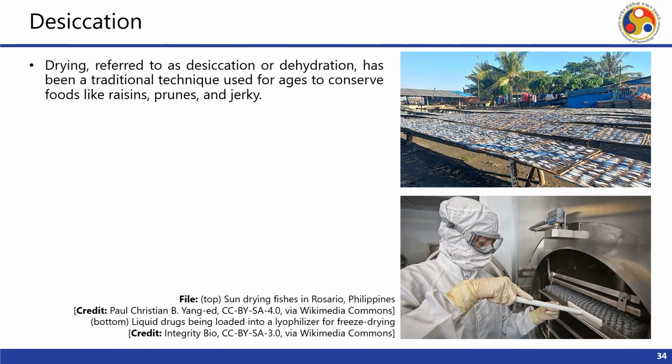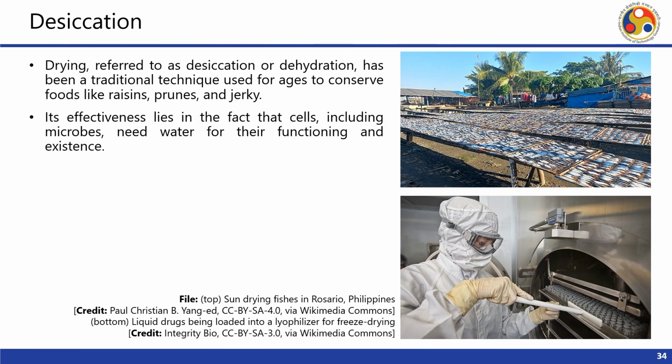The next method we are going to discuss is desiccation. This is basically drying or dehydration. It has been used traditionally for a long time to conserve foods like raisins, prunes and jerky, and you can see here fish getting dried, and in this picture below you can see liquid drugs being loaded into a lyophilizer for freeze drying. So, this is an altogether different method. This is not sun drying unlike in the first picture, but both these processes help us in removing the water content, that is, dehydrating the samples.